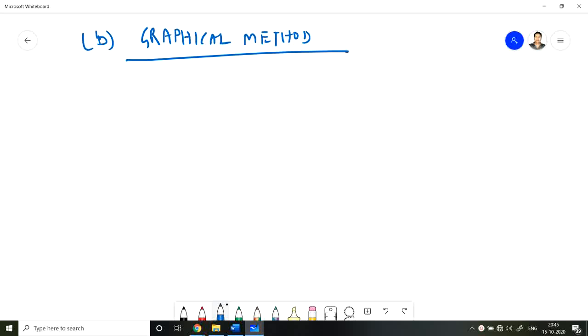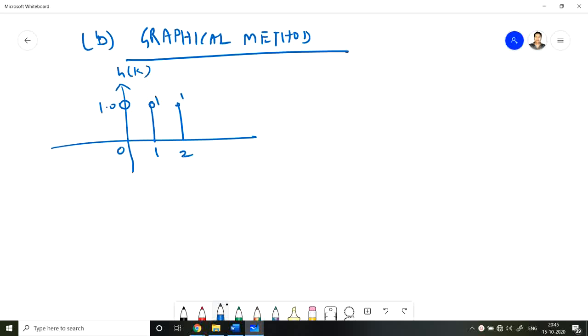So we can plot hk. What is hk? We can see that hk is 1 at n equals 0, 1 at n equals 1, and the value is 1 at n equals 2. So this is our hk, and then we have xk.